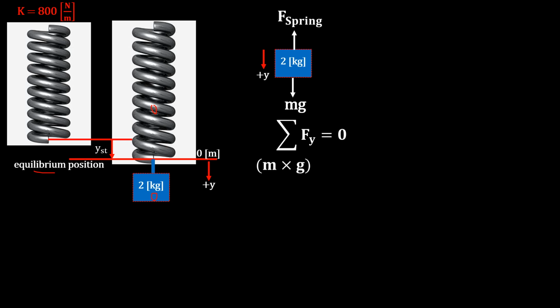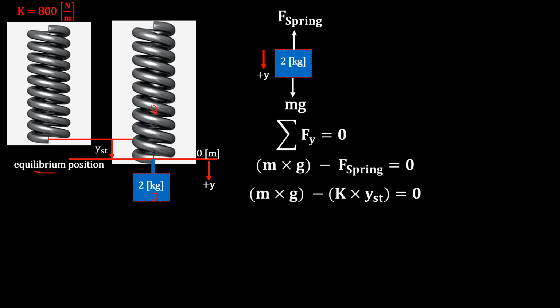So downward is positive, mass times gravity. Upward is negative, so that's the minus force of the spring equal to 0. And again, the force of the spring is the spring stiffness times how much the spring got stretched due to the hanged mass, equal to 0. So here we have the mass, the gravity we know, which is 9.81. We are given the spring stiffness.